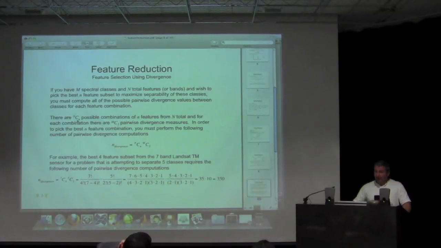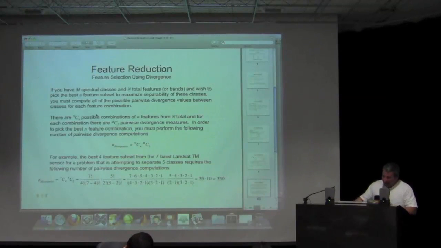There's big N choose little n possible combinations of n features from N total. Right? So if I had 10 bands and I went to pick the best 7, 7 choose 10. Oh, I'm sorry, 10 choose 7. I'd have to compute that. And you'd go back to your stats book and look up how to do that particular combinatoric, and it's right down here. So once you figure that out, and that was the hardest part for me, I forgot how to do that.